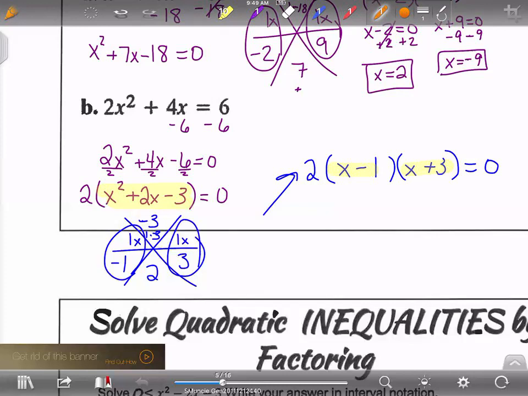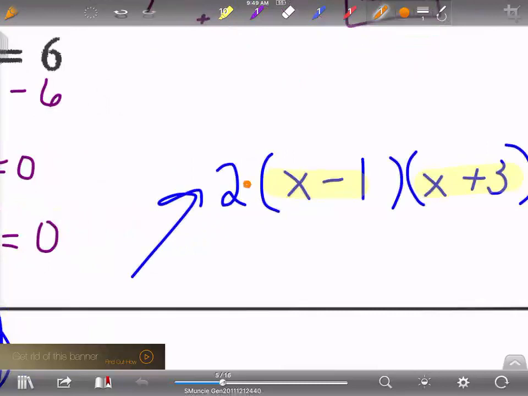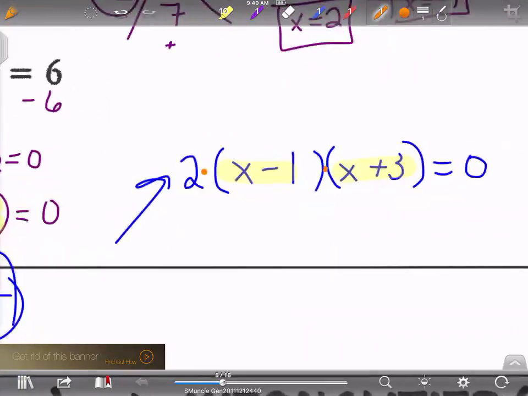Would you agree that now I have 3 terms being multiplied together? The 2 is being multiplied by the first set of parentheses x minus 1, which is being multiplied by the second set of parentheses x plus 3. So I have 3 terms, 1, 2, 3 terms. I'm going to set them all equal to 0.